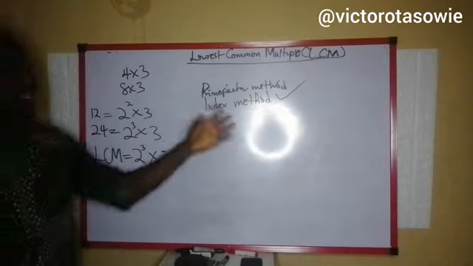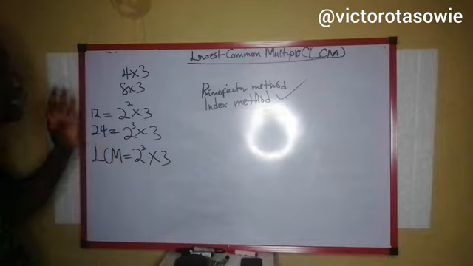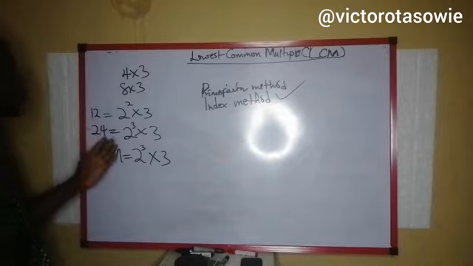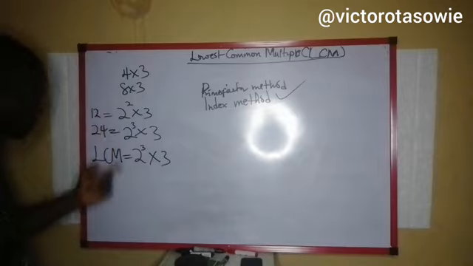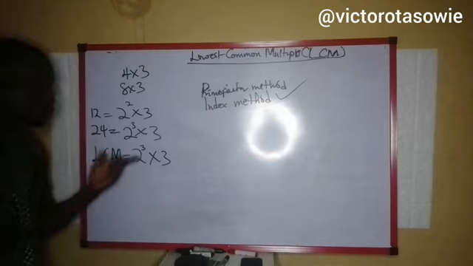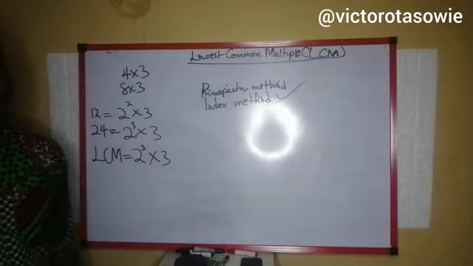Then another one is the index method. You ensure that you check the one with the highest power. The number with the highest power is where our LCM will come from. Just like this question where we have 2 raised to power 2 times 3 and 2 raised to power 3 times 3, we have that the LCM is 2 raised to power 3 times 3. Are you following? Yes.